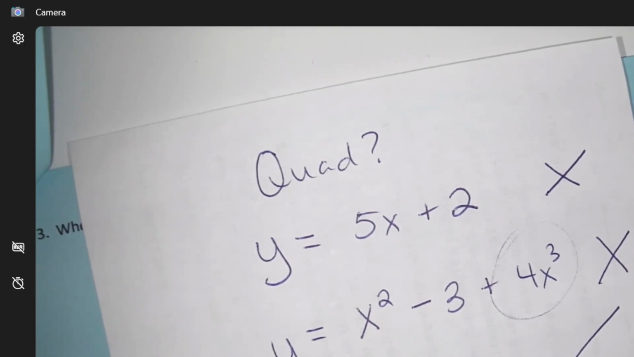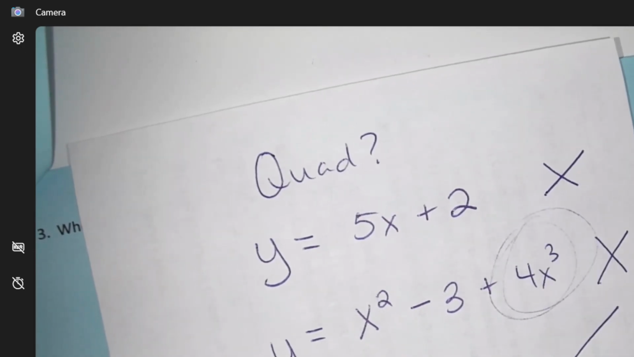So you're just looking for if it had the boss x squared. So if this one again had an x squared, but this was the boss. Okay.